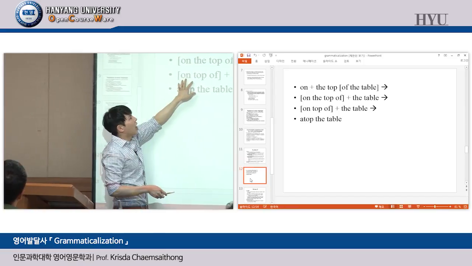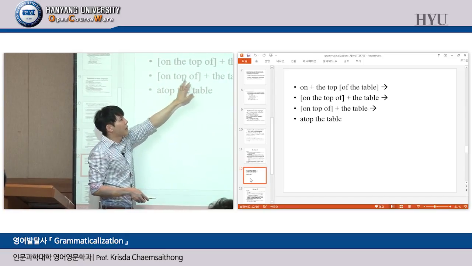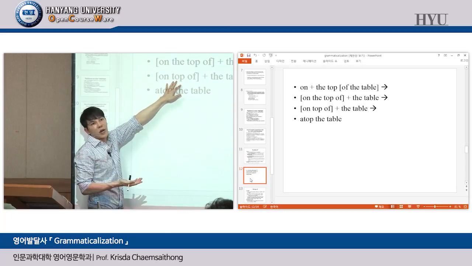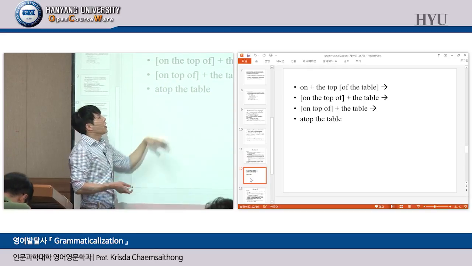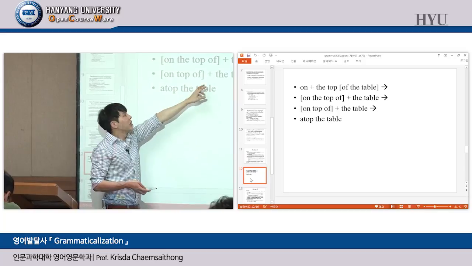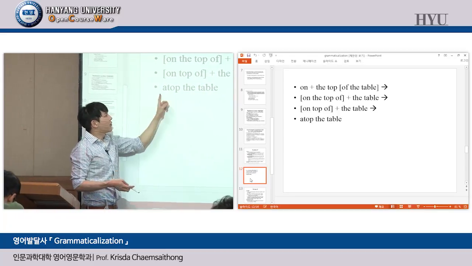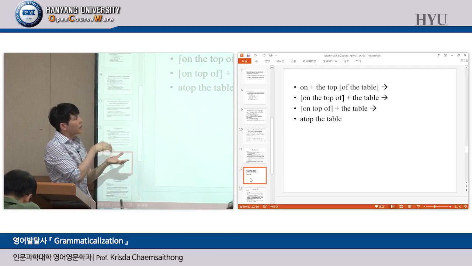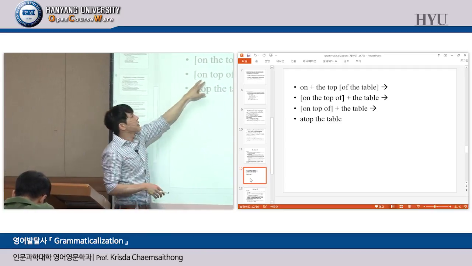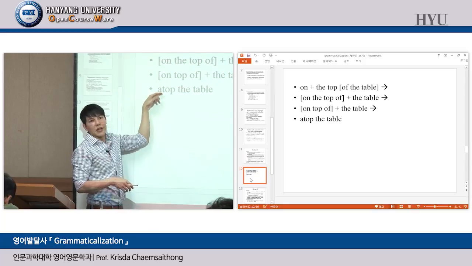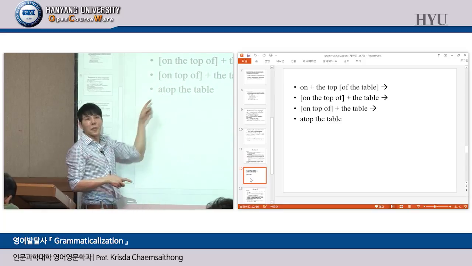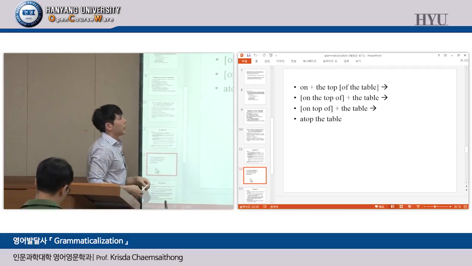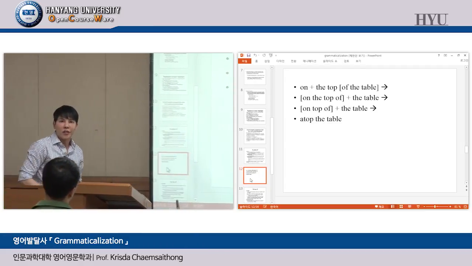So we have on top of, right? On top of plus table. So the is gone because top is no longer a noun, but it's a grammar marker. So we have on top of the table. The table is the head noun. Finally, we have atop the table, involving, in this case, phonetic erosion, on top of to atop, right? On top, atop, like that. Of is gone, so we have atop the table, right? So same thing going on, right?